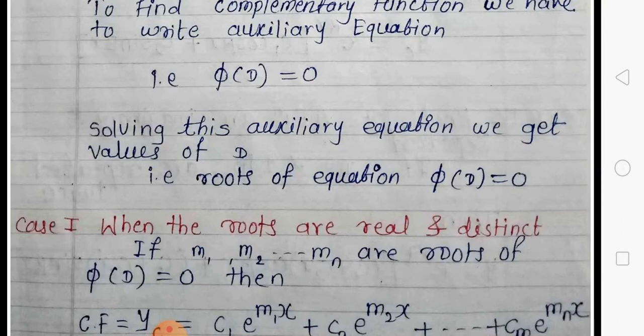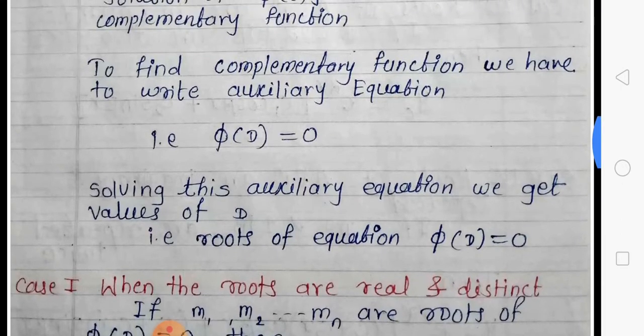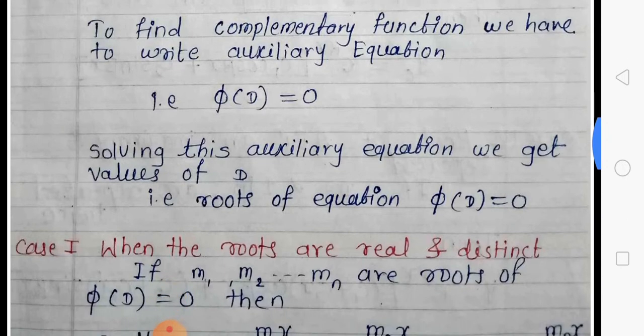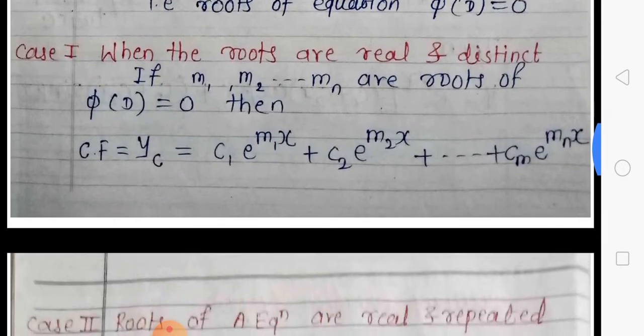Solving this auxiliary equation, we got the values of D. That is, the roots of this equation phi of D equal to 0 give the values of D. Now, these values of D, or roots of this equation, give the solution for the equation phi of D into y is equal to 0. Now, we see how to write the solution.